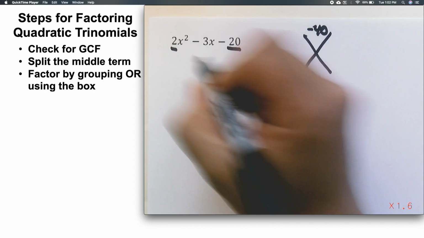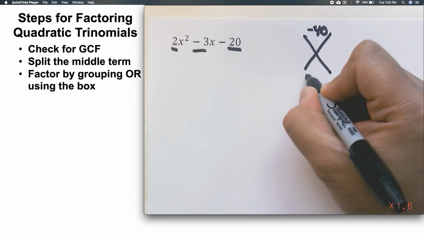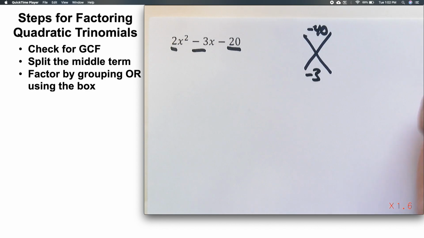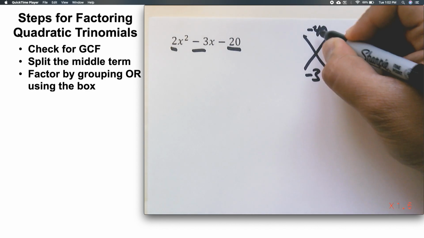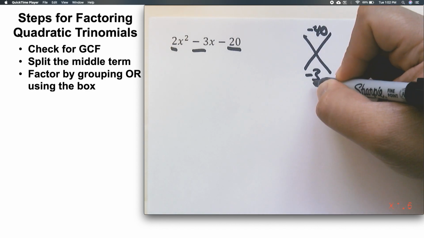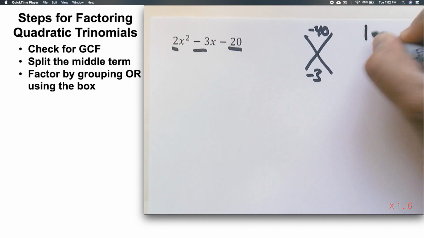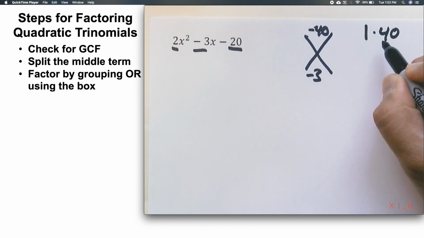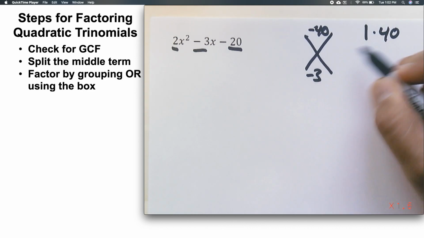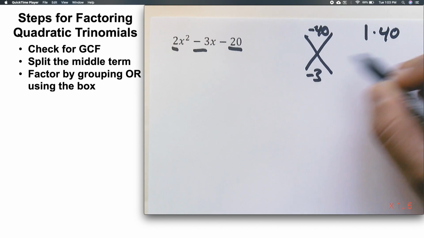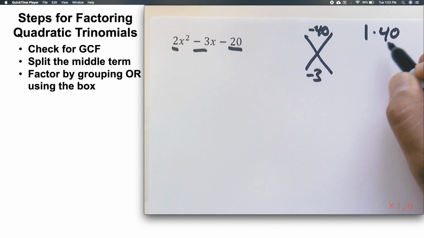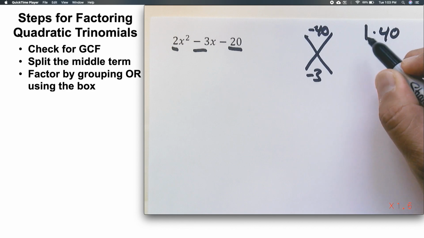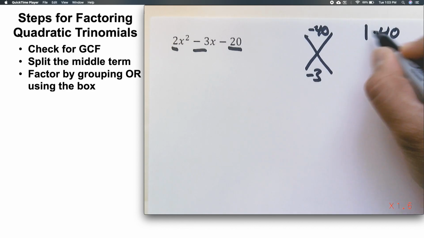Okay, and then I got my negative 3 as my c term. Now I've got to figure out some factors of 40 that could add up to be a negative 3. What I like to do is just start with 1 times 40. Think of whether you could add or subtract these. Don't worry about the signs yet. Can you add or subtract a 1 and a 40 to make a 3? 1 plus 40 would be a 41. A 40 minus a 1 would be a 39. So that's not going to work.